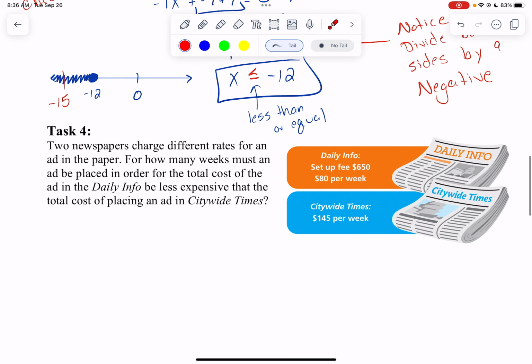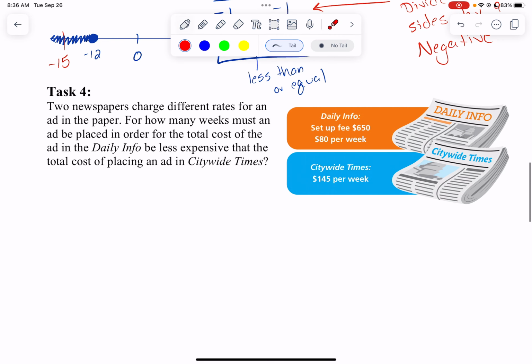Okay, all right, now let's look at an application type problem. We're going to start by setting up a bit of a verbal model. Here we have two newspapers: the Daily Info and the Citywide Times. They charge different rates for an advertisement in the paper. Yes, if you want to put an ad in the paper, they charge you money.